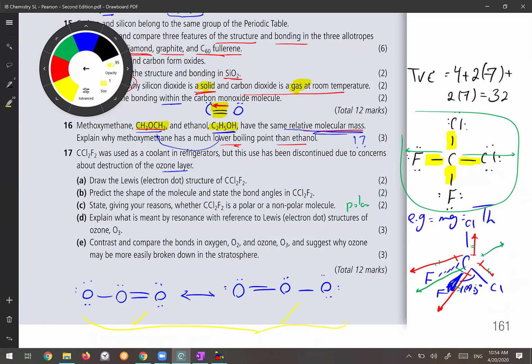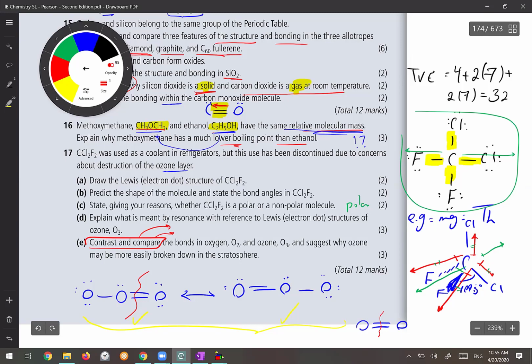Okay, part E says contrast and compare the bonds in O2 and ozone, and suggest why ozone may be more easily broken down in the stratosphere. So this is the ozone molecule, and the O2 molecule is like this one. It says the ozone can be broken more easily than this one. Why? So this is contrast and compare. It means talk about their strength, about their bond length. So what can you say about them?